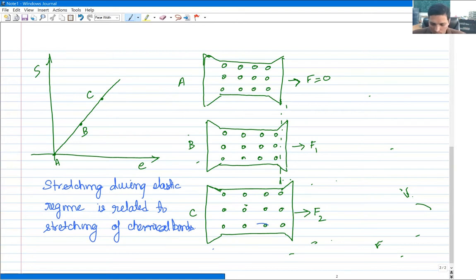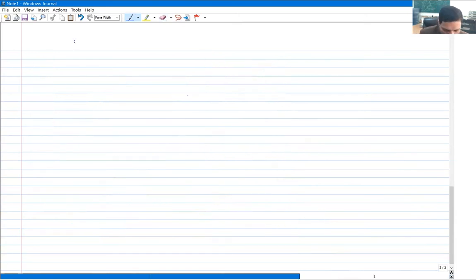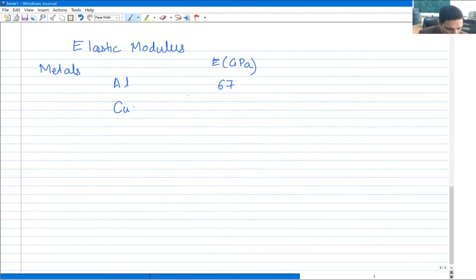Let's look at the elastic modulus of some of these elements. Let's say we have some metals, and elastic modulus is of the order of gigapascal. Let's first talk about aluminum, which is approximately 67 GPa. Then copper, which is roughly 128, iron or steel, which is of the order of 200 GPa. To be more precise, 208. Titanium is of the order of 120 GPa.